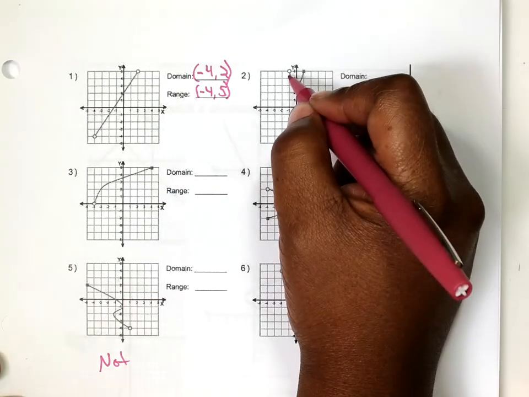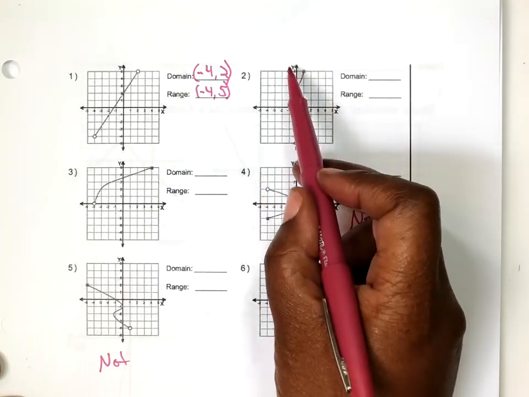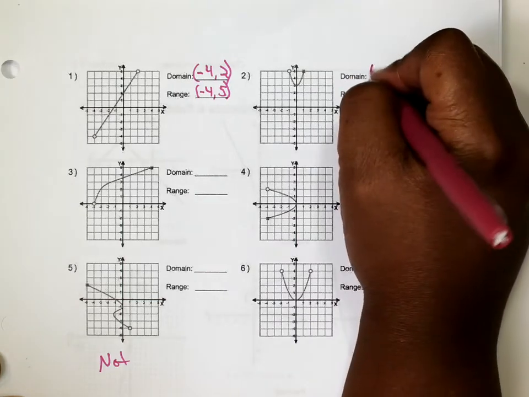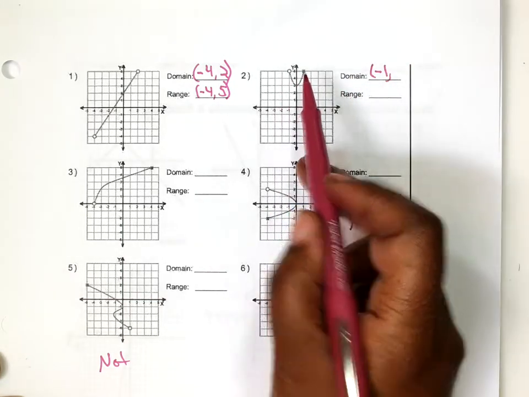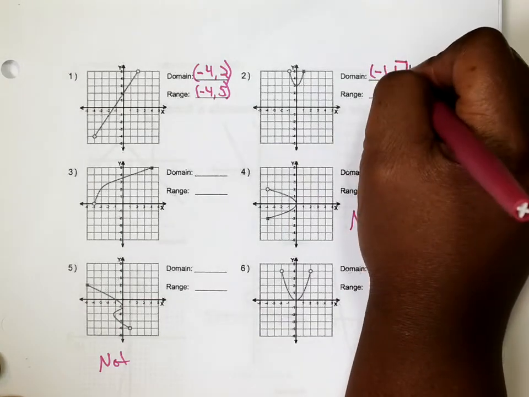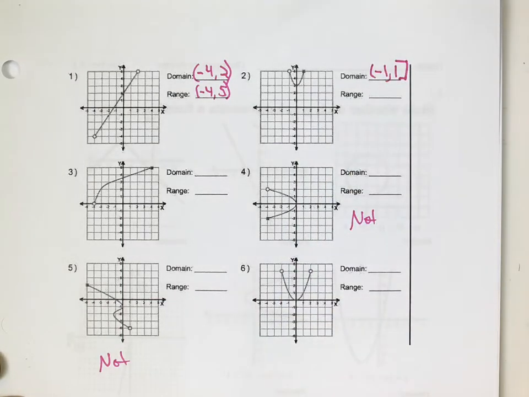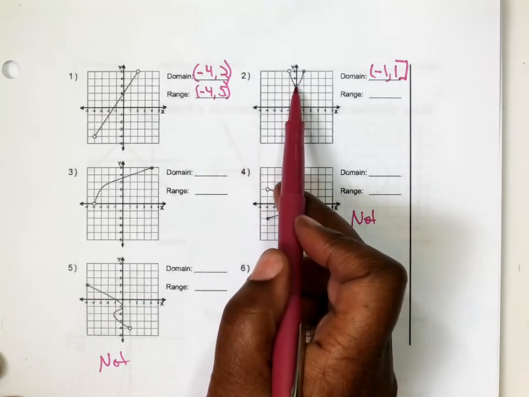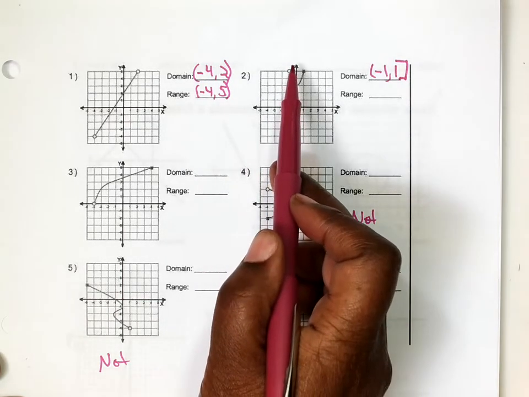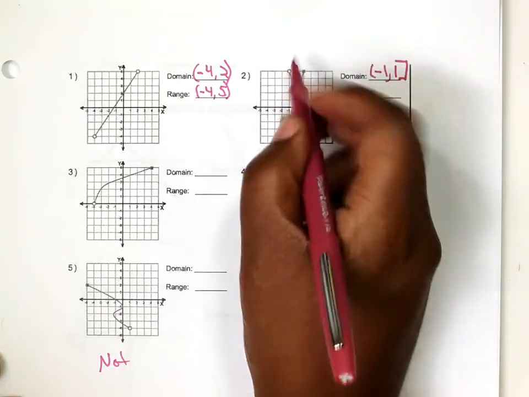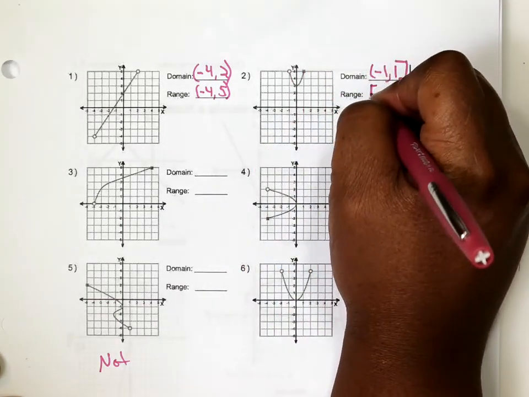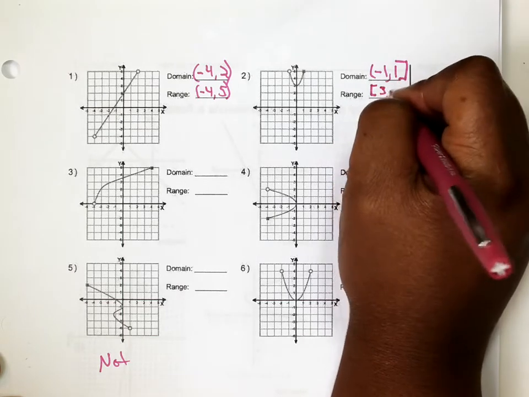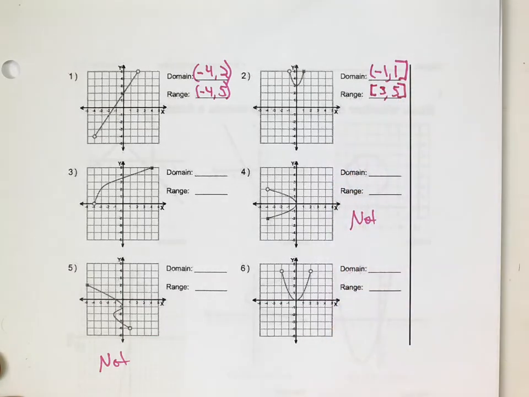Here, the smallest x value is -1, but a parenthesis there. And then it just goes, and the biggest one is 1. And I have a hard bracket there because that's actually included. When I look at the y values, the smallest one is 3. And it goes up to 5. And even though that's open there, it's filled in there, so it actually takes on that value. So we have 3 to 5.